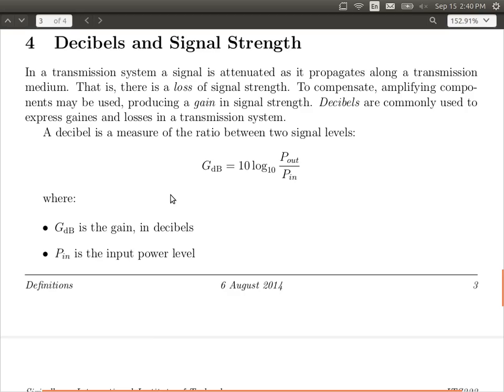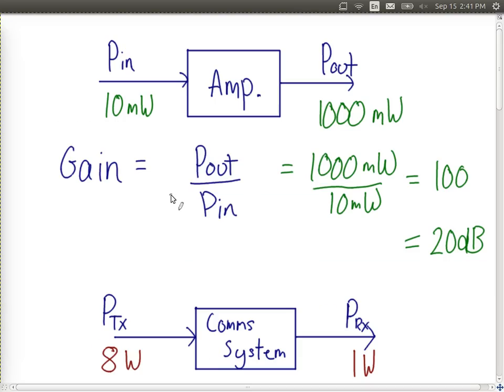dB is used to measure a ratio or a factor. That is, if we have two power levels, then the ratio between them, one divided by the other, gives us some multiplying factor. We can convert that to decibels. So the general equation here that we've used in a few examples, the examples we used one with an audio amplifier.